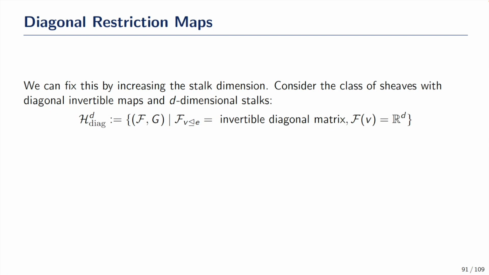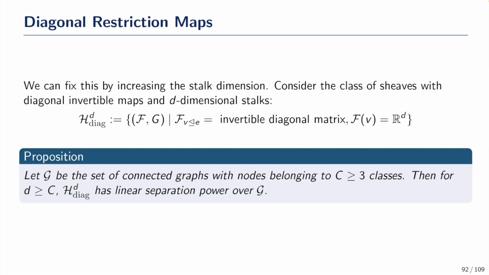Yeah. So it's more like how we encode our features before we do diffusion, right? It's just something we can fix with encoding easily. Okay. So what we can do with these diagonal restriction maps, and the intuition behind this proof.